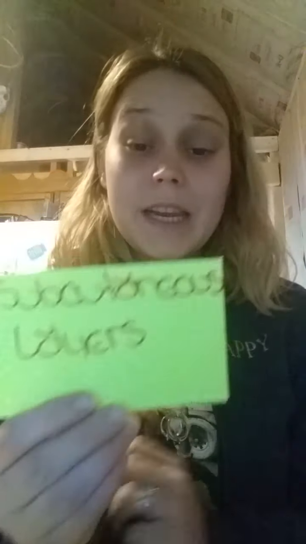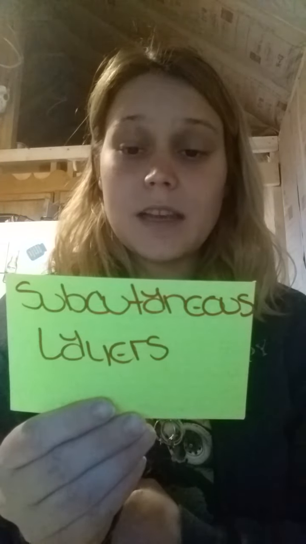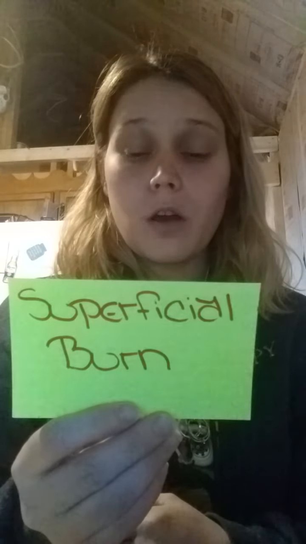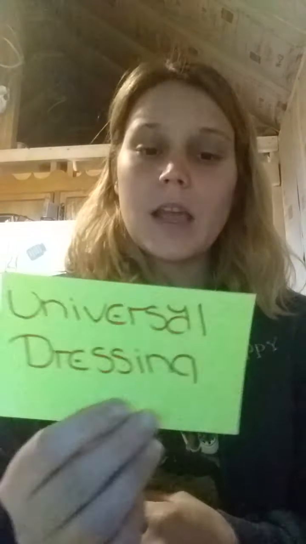The subcutaneous layer is the layers of fat and soft tissue below the dermis, so it would be the third layer of skin. A superficial burn is a burn that only involves the epidermis, which is the outer layer of skin. A universal dressing is just a bulky dressing.